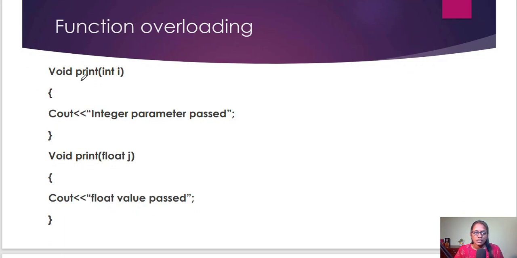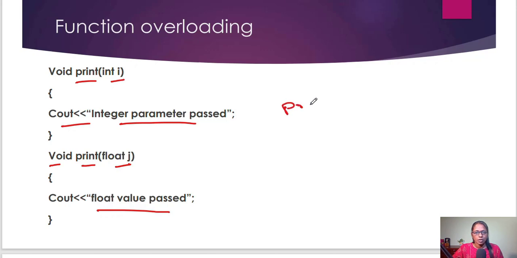See, void print is a function. Here also void print is a function. The function name is the same, but it differs with the arguments. So here I am going to pass integer i. Here I am going to pass float j. See, the output is integer parameter passed. And then here you see, float value based passed.